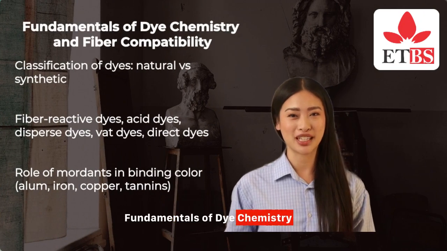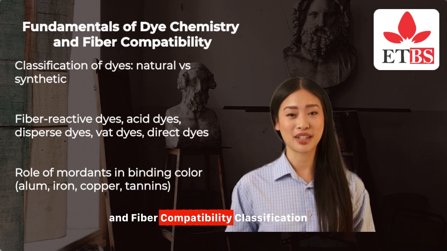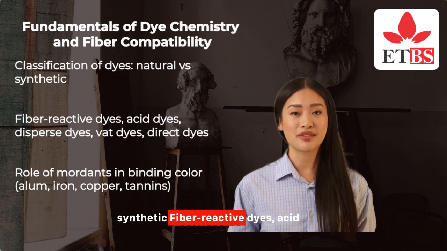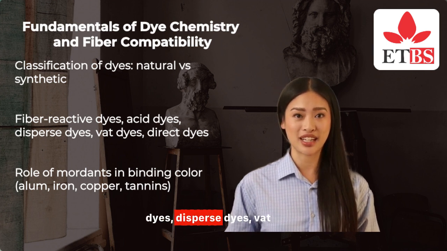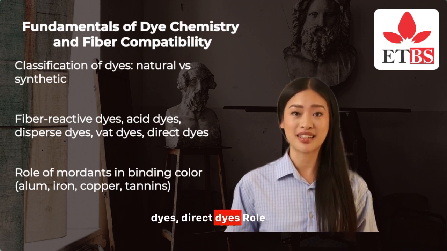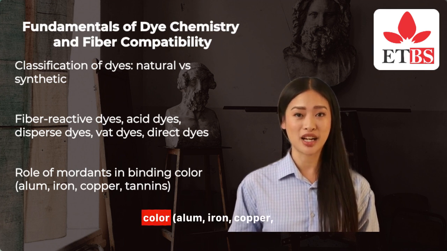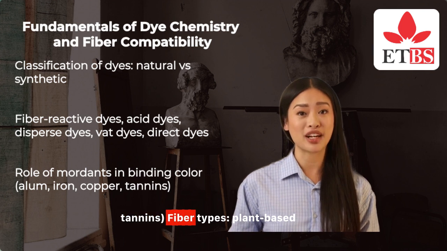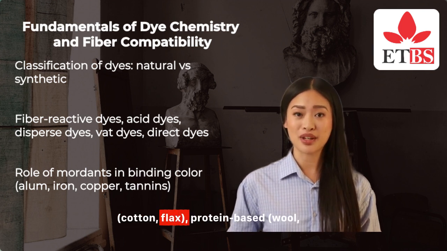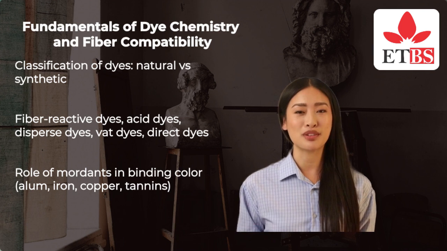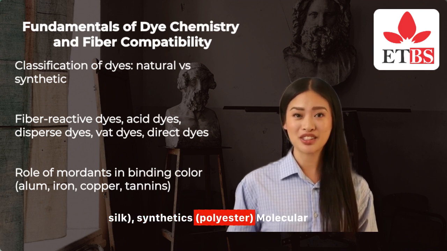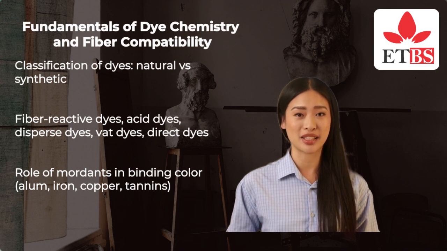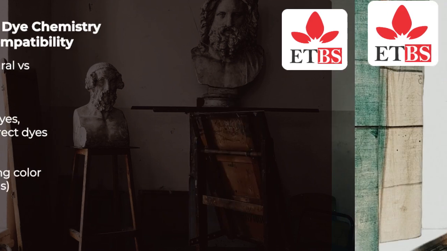Fundamentals of dye chemistry and fiber compatibility. Classification of dyes: natural versus synthetic fiber, reactive dyes, acid dyes, disperse dyes, vat dyes, direct dyes. Role of mordants in binding color: alum, iron, copper, tannins. Fiber types: plant-based, cotton, flax; protein-based, wool, silk; synthetics, polyester. Molecular interaction and bonding types: ionic, covalent, van der Waals.